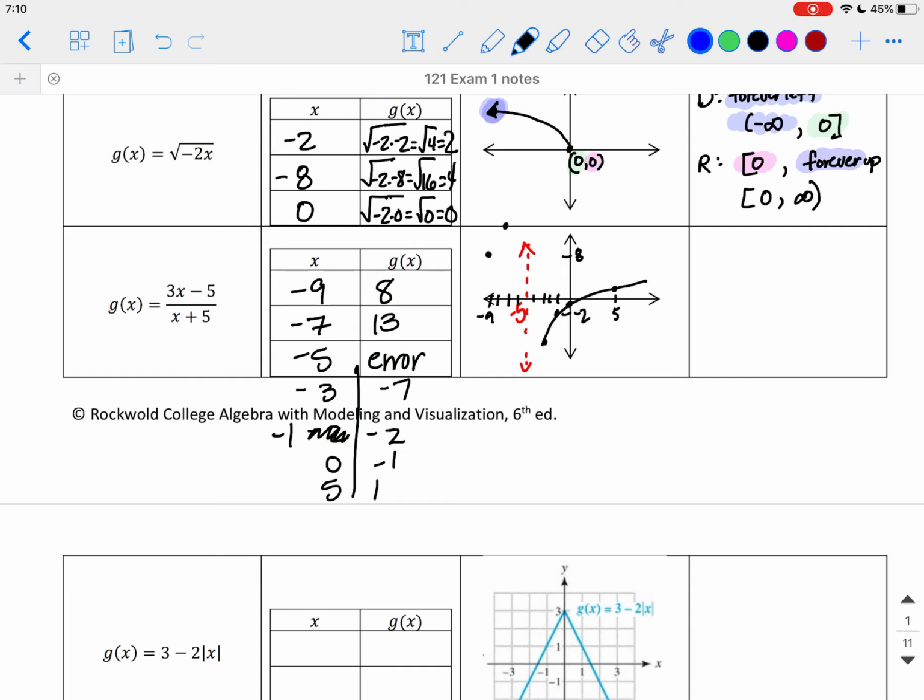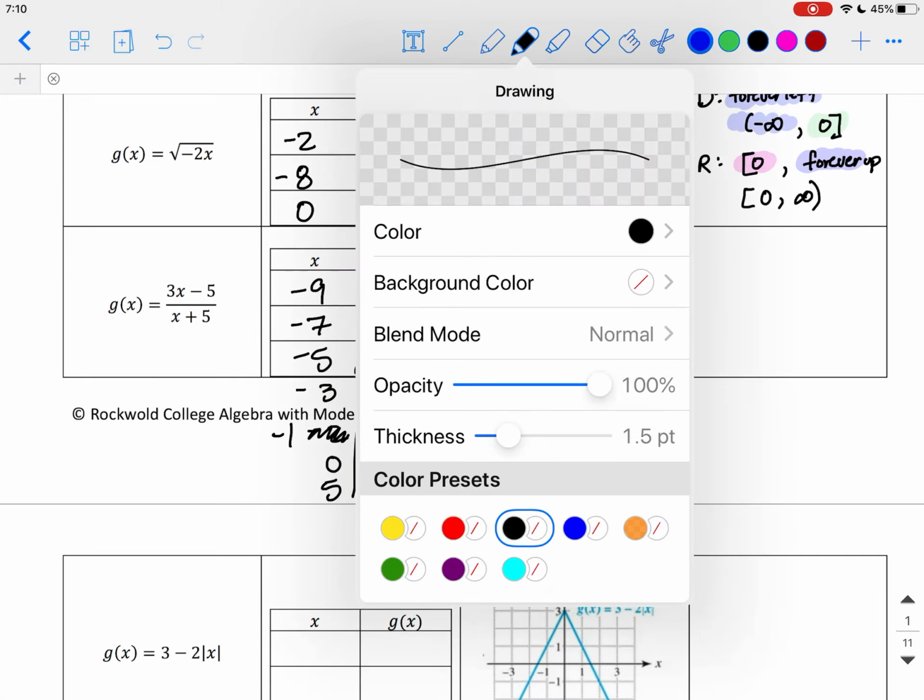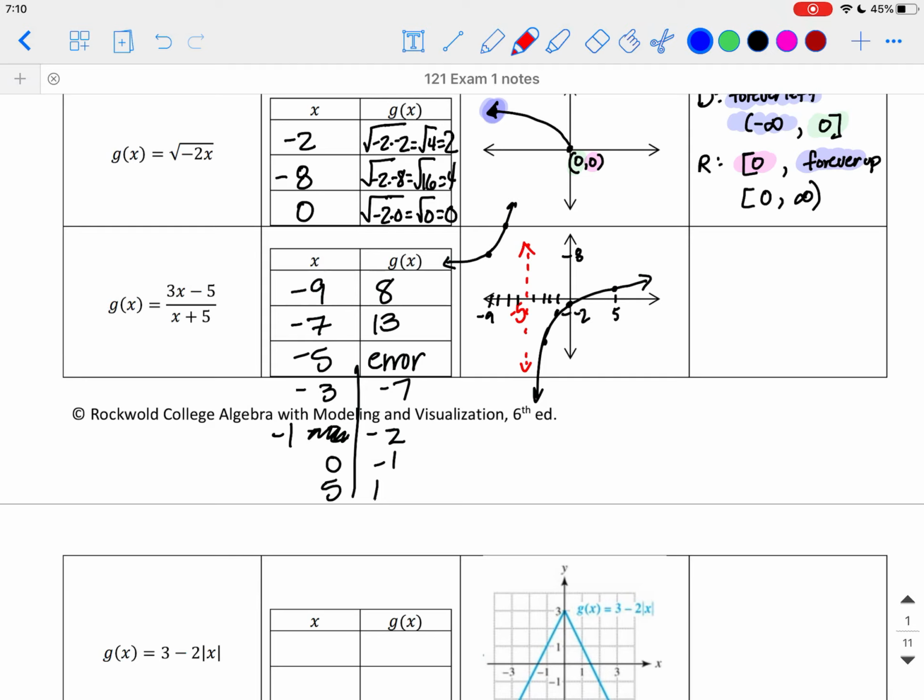So our graph looks something like this. And this graph looks something like this. We actually have a horizontal asymptote at y equal to 3. At 3, we have something right here going on. It doesn't cross. So I should probably fix this. There we go. Okay, so let's look at our domain.